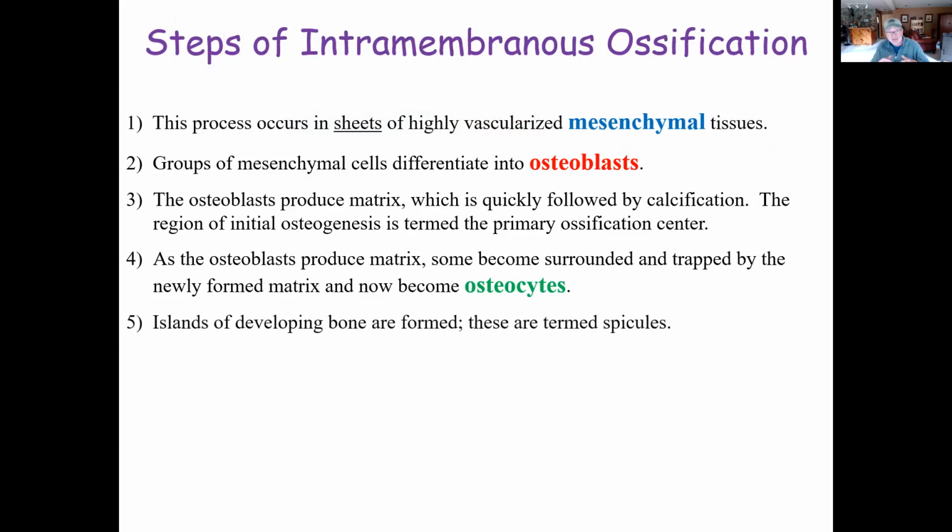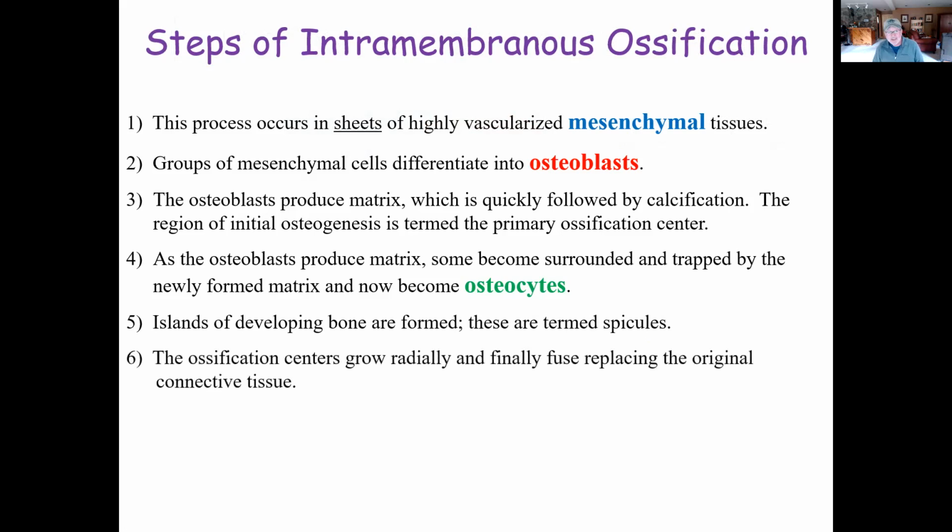And again, this begins at a primary ossification center, and eventually other little islands of developing bone will form. Eventually these islands, these primary ossification centers, will fuse together, and what once was sheets of vascular mesenchymal embryonic tissue now becomes bone. So that original connective tissue, that mesenchymal tissue, is altered radically and now becomes bony tissue.